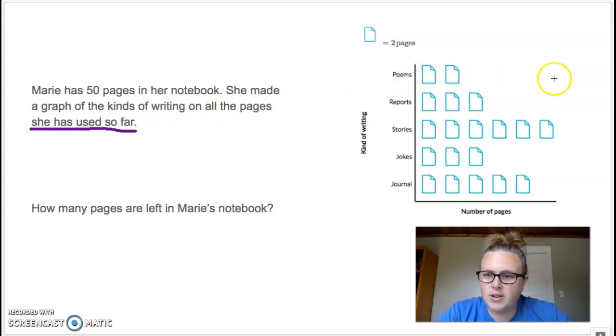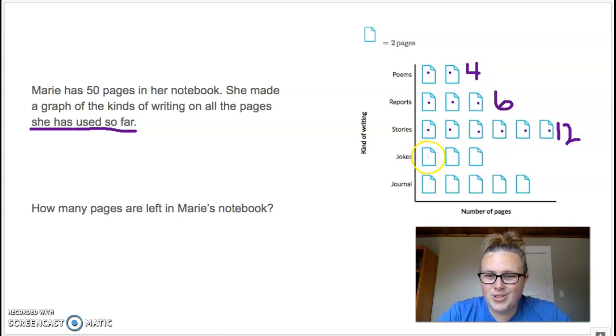So if we look over here at the graph, we said that we have 4 poem pages, right? Because each one is 2, so that would be 2, 4. Okay, so let's go to how many pages of reports does she have? She's got 2, 4, 6. Okay. So let's see how many stories she has. 2, 4, 6, 8, 10, 12. So she has 12 pages of stories.